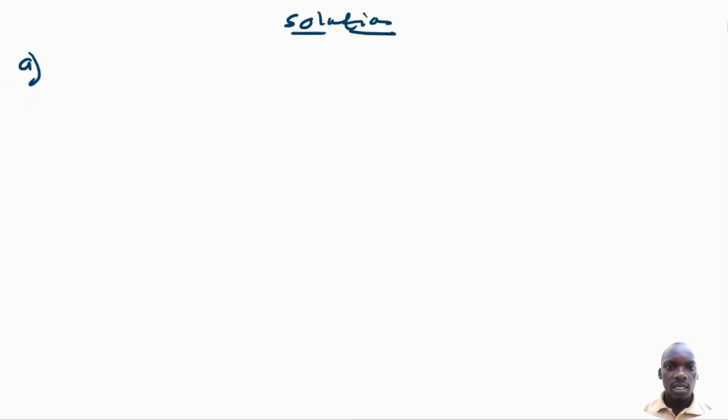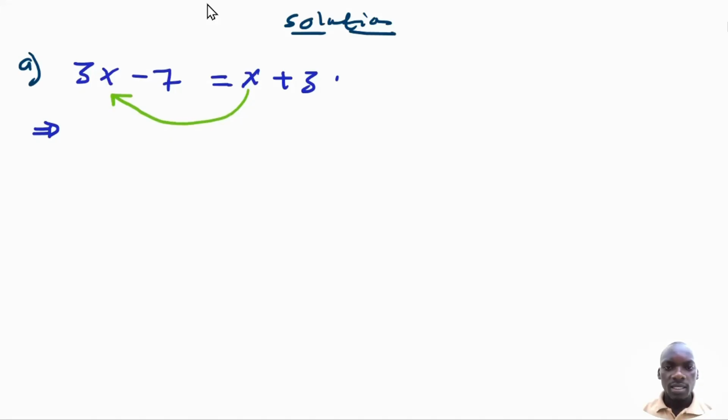Our part A is 3x - 7 = x + 3. In here, the first step, we are going to collect like terms, implying that we make sure the x variables are on the left hand side by taking the x on the right hand side to the left hand side. Then the constant, which is negative 7, is to be taken to the right hand side. This is what I mean.